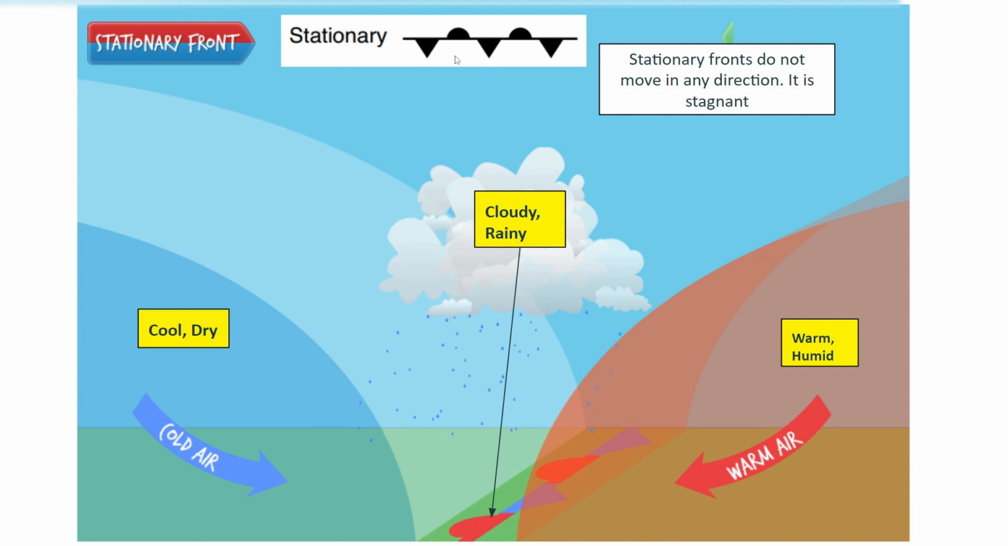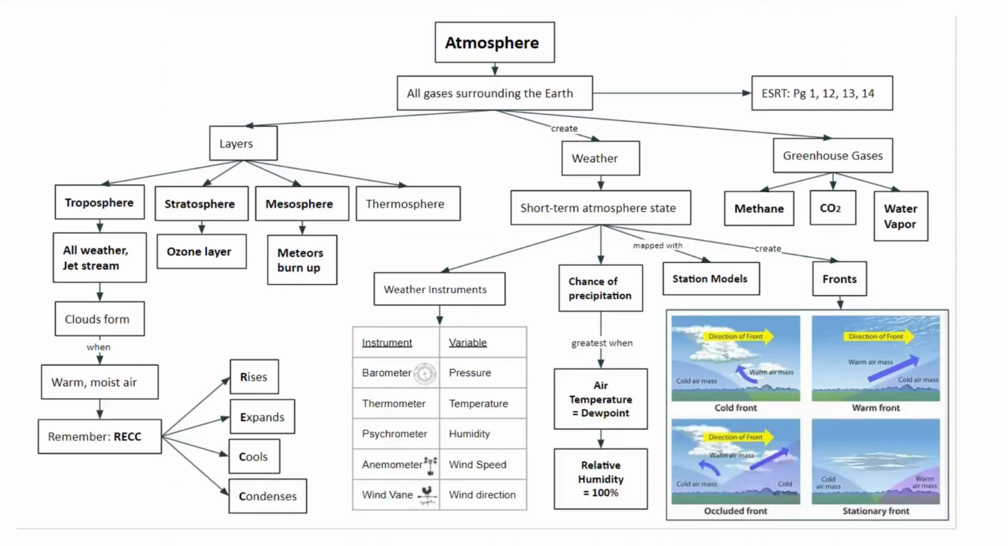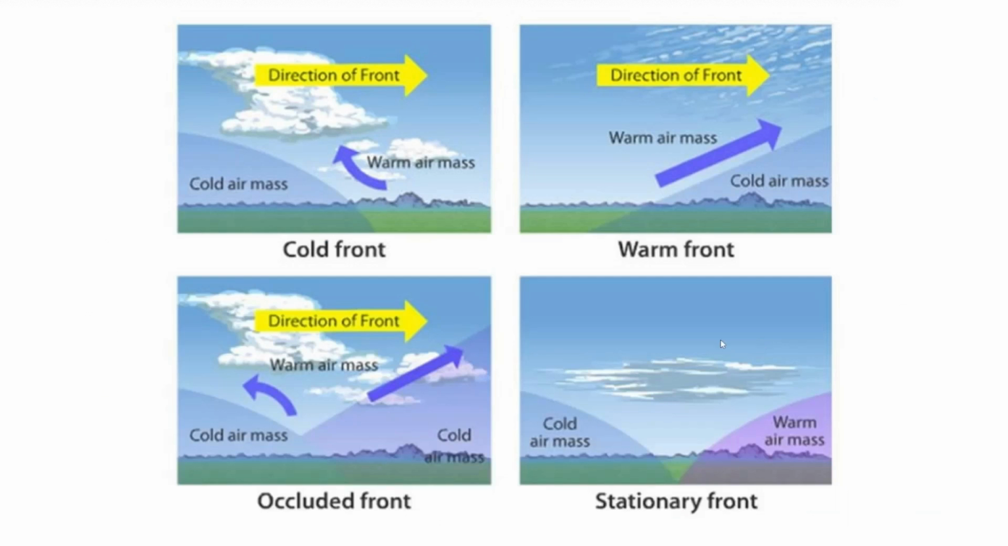Lastly, a stationary front is represented by these symbols from your reference table, page 13. It's when cold air and warm air don't have enough energy to push the warm air up, but we still get clouds and rain wherever I have the front symbols. In the warm side, it's warm and humid, and in the cold air side, it's cool and dry. But neither of them are really moving. And this is in your note packet right here if you need to refer to any of the different types of fronts that we talked about.